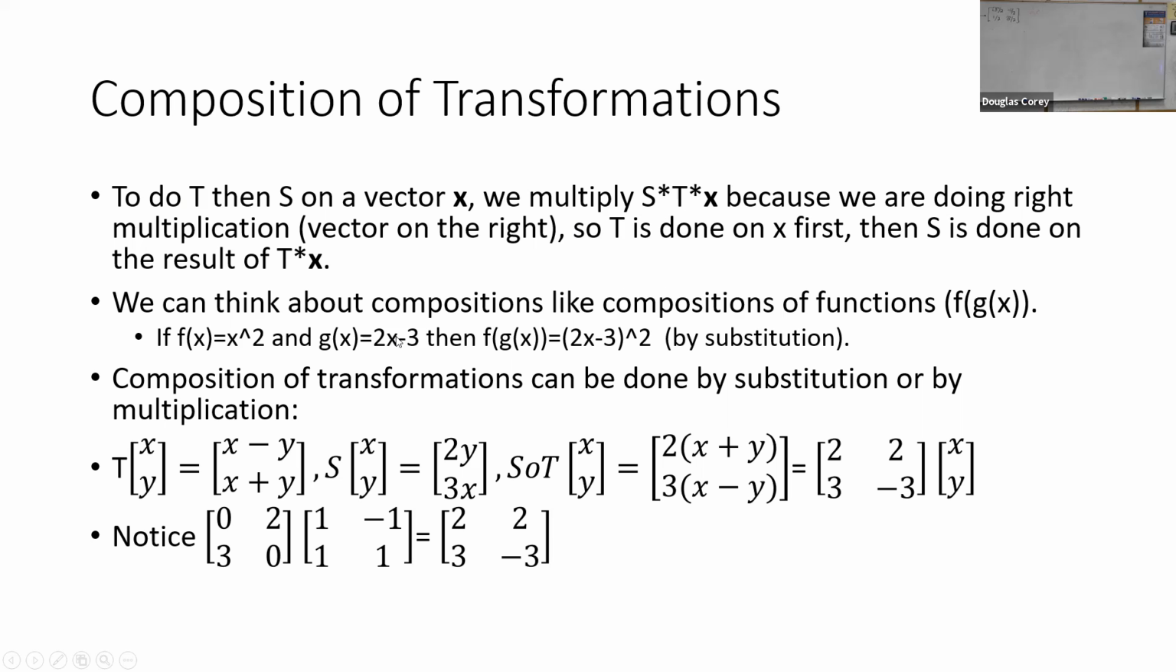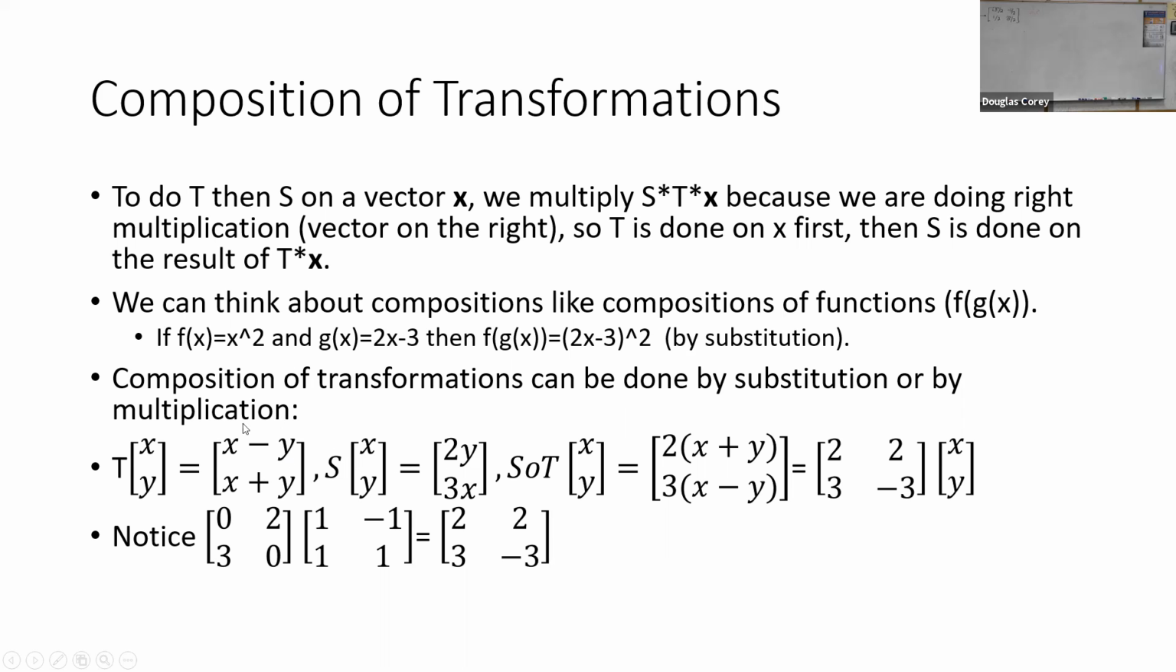Also, one of your homework problems has you show that you can do the substitution method or the multiplication method. So you're used to doing substitution with regular functions, right? f of g of x, I take the thing that's g, 2x minus 3, and I plug it in for x, right? That's what you're used to. You can do the same thing here without doing the multiplication, although the multiplication is easier. But there's a problem here so you can convince yourself that it works.